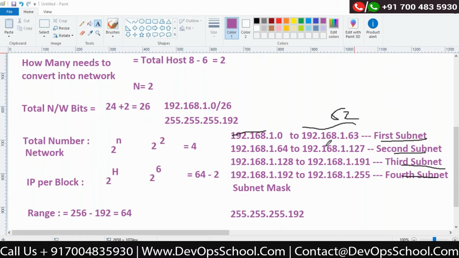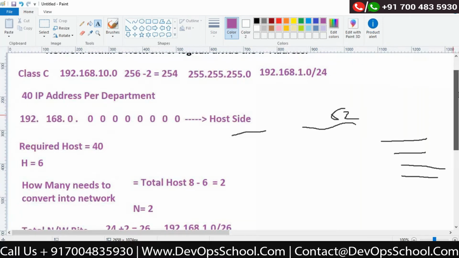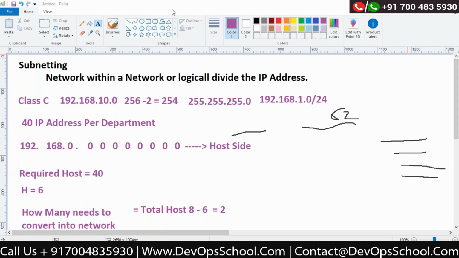Correct? So understand, I got one network, but I took only 2 bits from host to the network side. I took these 2 bits because my purpose will serve only within 6 bits. I don't require these 2 bits to be added. So I took it from here and give it to the network. I do not change anything to the existing network at all. So I would be able to serve my purpose over here, correct? Is it clear how I did the subnetting in class C, or any doubts in this?